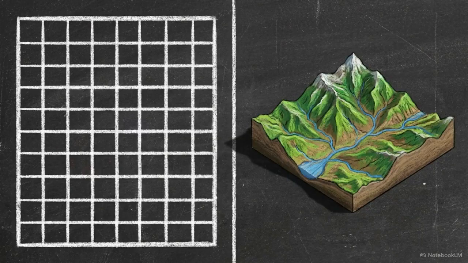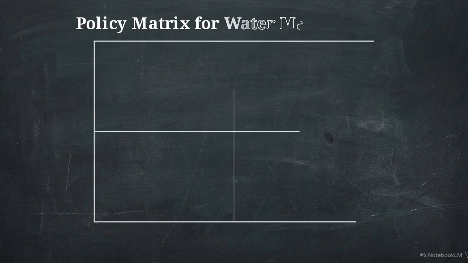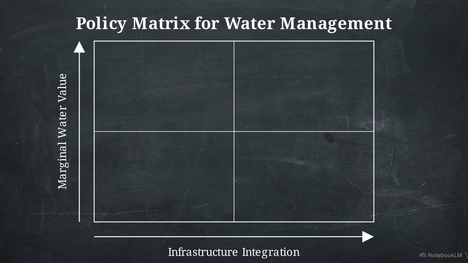To achieve efficient resource allocation, uniform pricing must be abandoned. Authorities must implement a policy matrix that adapts to the physical realities on the ground. Policymakers must tailor their mechanisms to the physical integration of the infrastructure found in each specific district. This matrix plots infrastructure integration against marginal water value, providing a blueprint for modern water management.